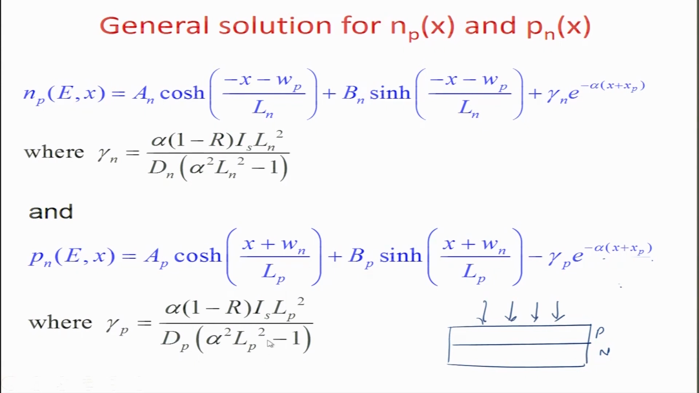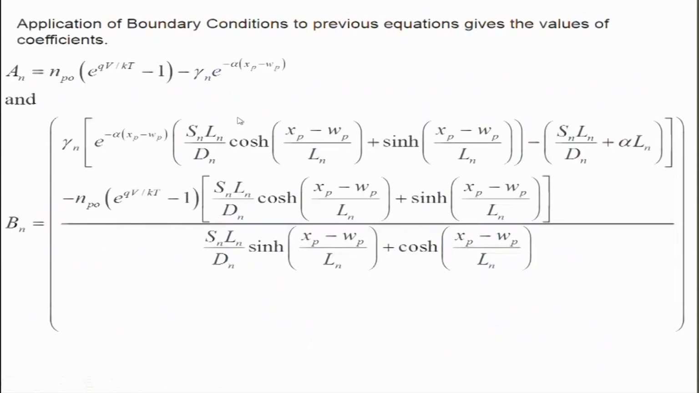So you can see that the only differences are that you replace Wp by Wn, Ln by Lp, An by Ap, and the electron terms are basically replaced by the hole terms. So when you apply boundary conditions to these equations to find the value of the coefficients, we have this value for An, which for the electrons is Np0 into (exponential of qV by kT minus 1) minus gamma N exponential of minus alpha (Xp minus Wp).